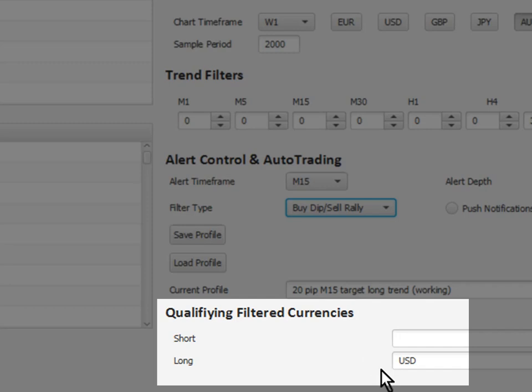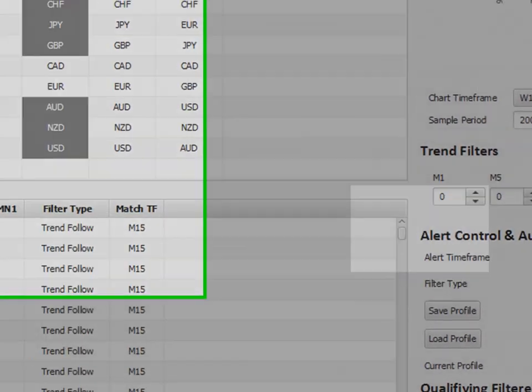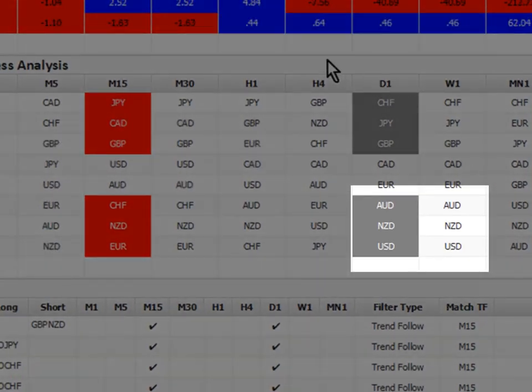As you see now, the system has said we want to go long US dollar. There's nothing at the moment which qualifies for a short position, but at the moment the US dollar fits our filter criteria for a buy dip and sell rally trade. The reason is that the US dollar is strongest. It's in the strong filter on the daily.